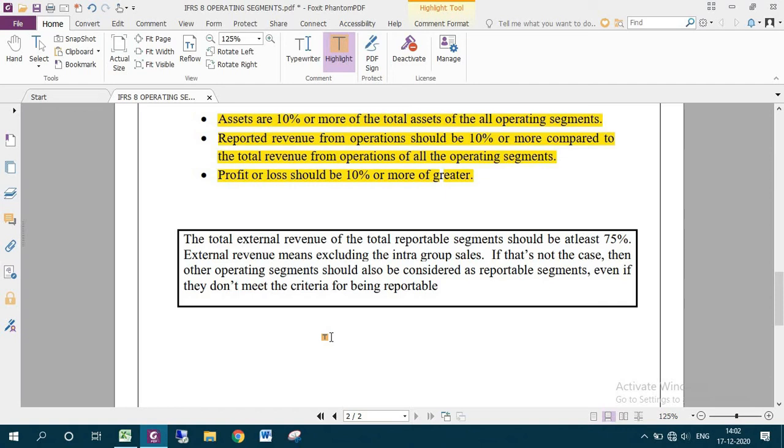Understood? Few of you may be having a little bit of confusion. If you don't have any doubt, that's well and good. If you have any doubt, I'm going to clear it. So let's do a question to get the concept more clear. By doing that, I'm sure all of you will understand the IFRS 8 operating segments.